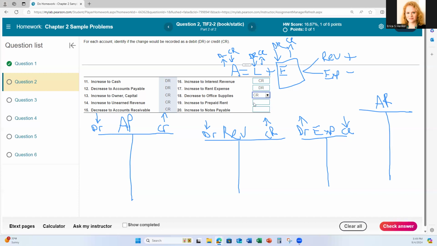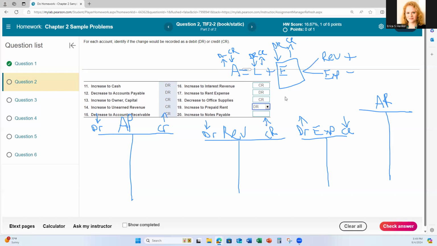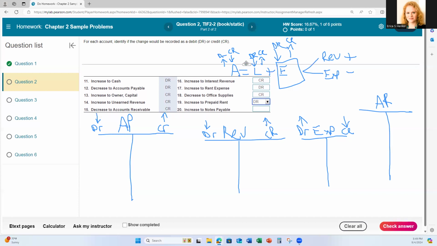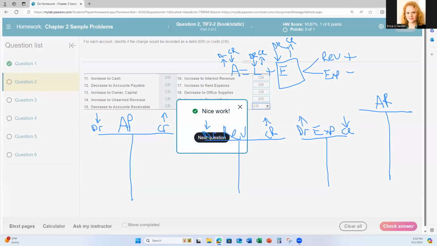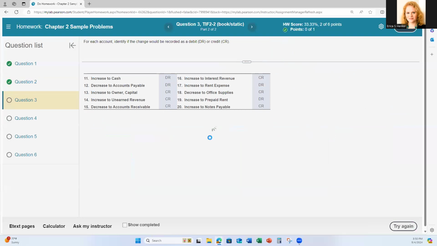Prepaid rent, that is rent we have paid in advance, which is an asset for future use. We will use future rental resources. So an increase to an asset is going to be a debit. And then an increase to notes payable. Notes payable is a liability we owe to somebody else. So a liability would increase through credit. All right. So that is question 2.